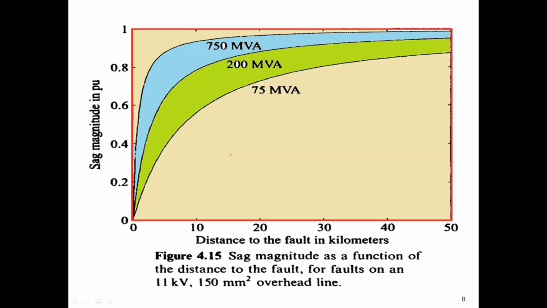Remember that this analysis is done on an 11 kV, 150 mm overhead transmission line for three different fault levels: 75 MVA, 200 MVA, and 750 MVA. Try to conclude or analyze this and tell me what you are able to draw from it.